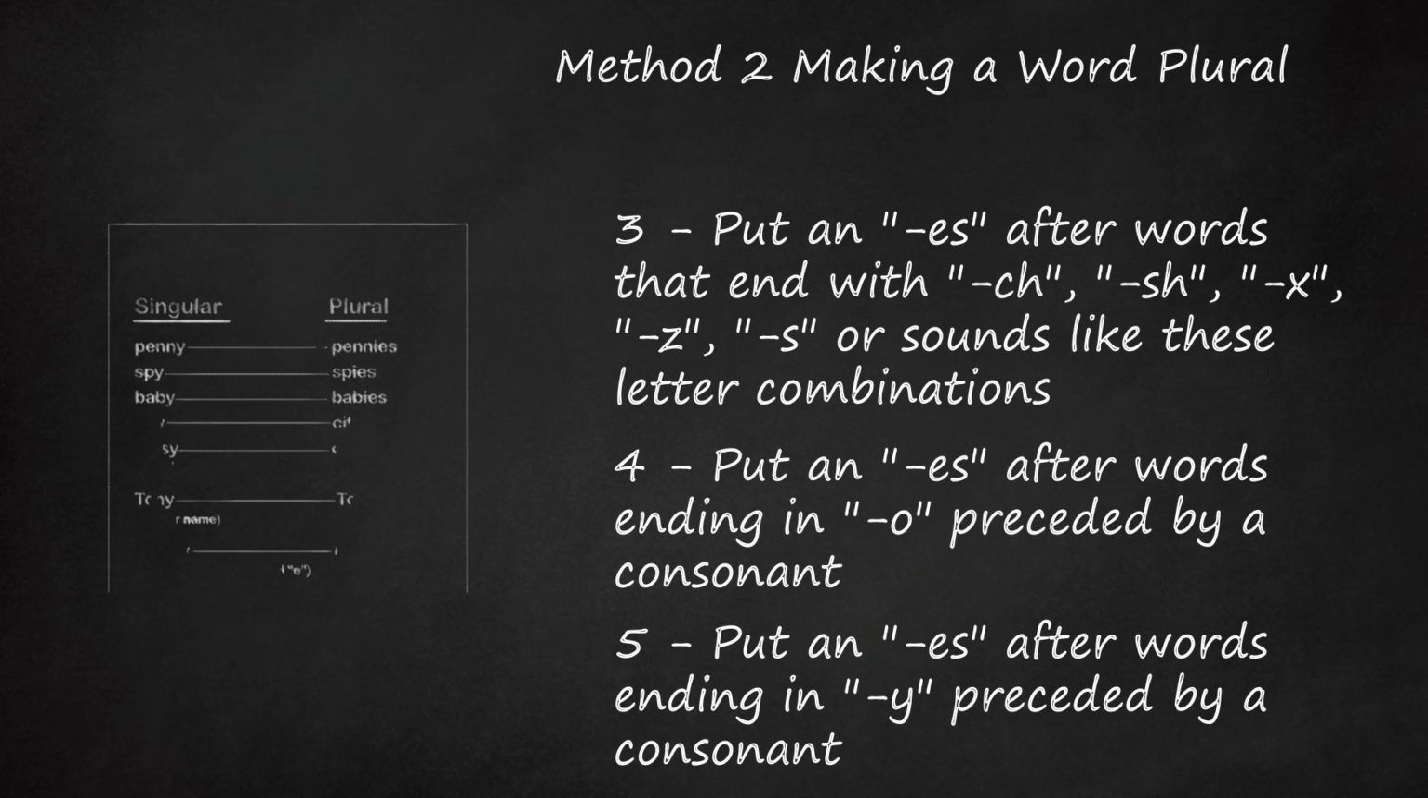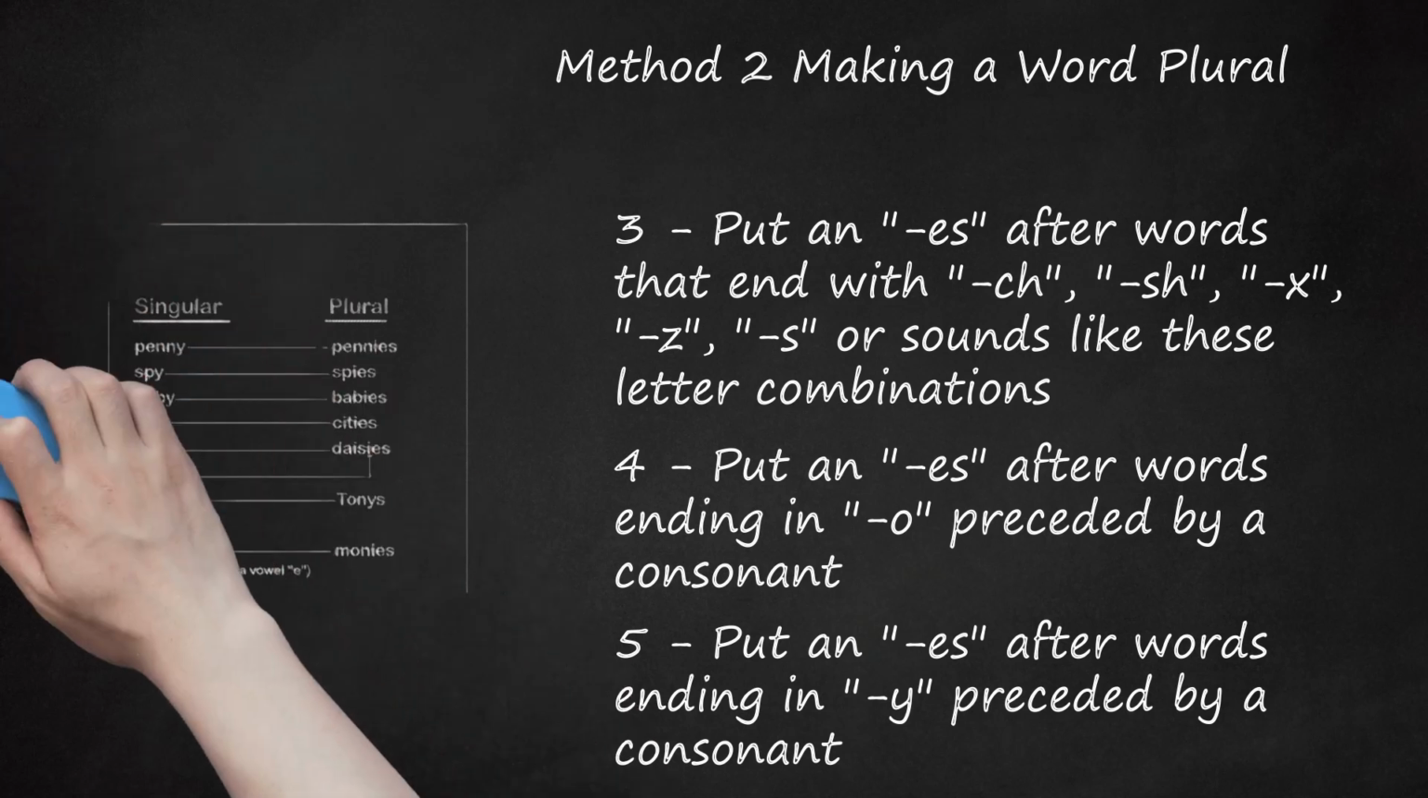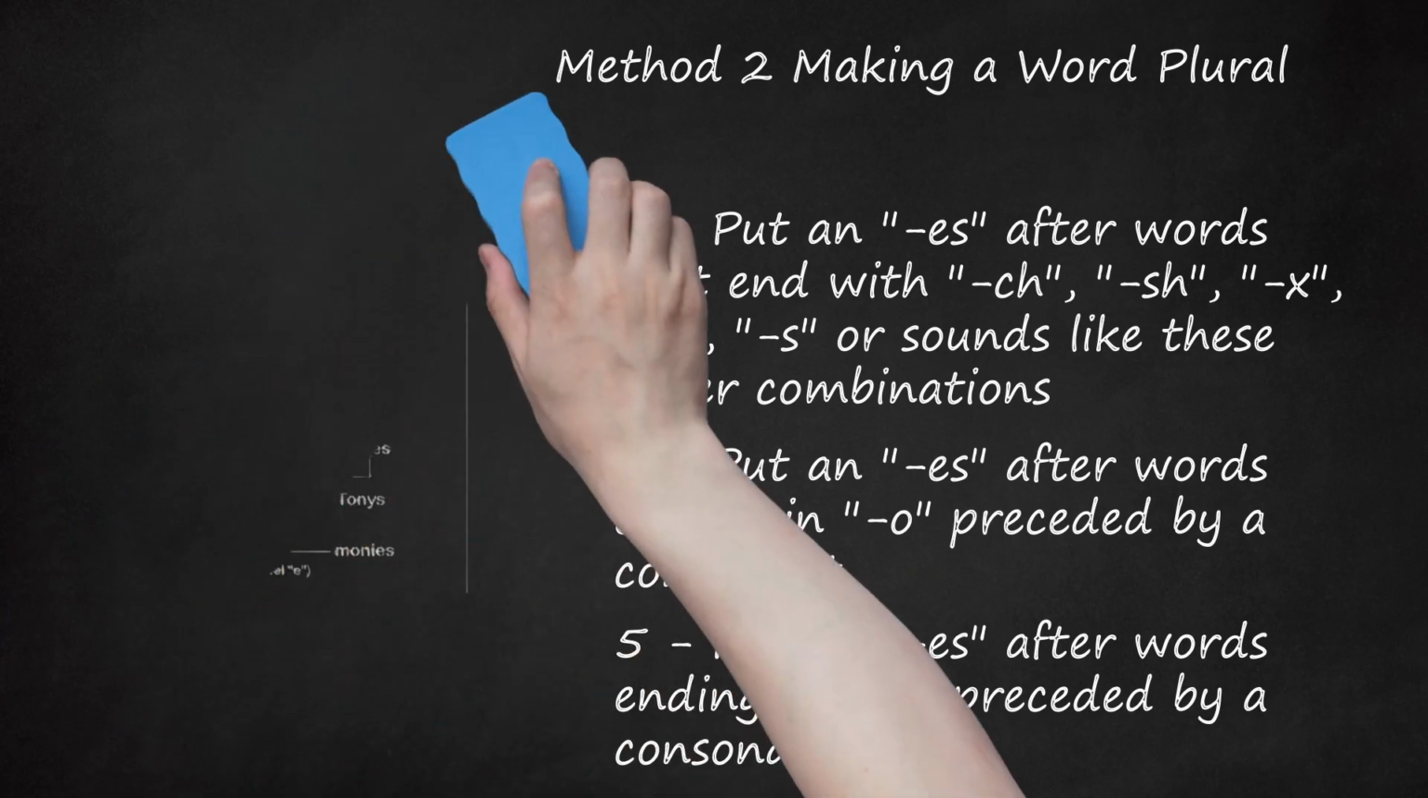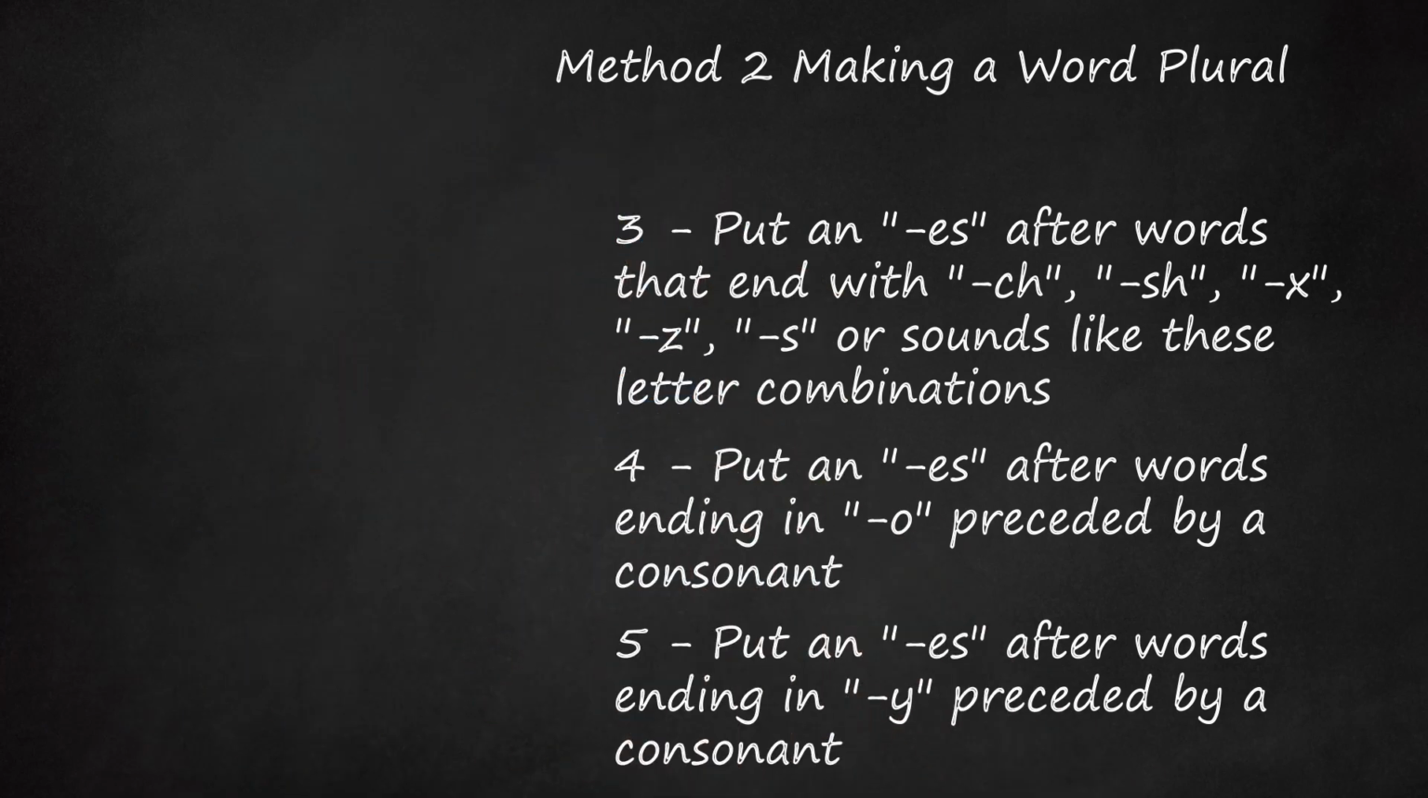5. Put an es after words ending in y preceded by a consonant. First, however, you need to change the y to an i. For example, the plural of berry is berries, and the plural of lady is ladies. This rule does not generally apply for proper names that end in y. The plural of Tony, the man's name or the theater award, is Tonys. A few words ending in y preceded by a vowel also change the y to an i. The plural of money can be written as monies.